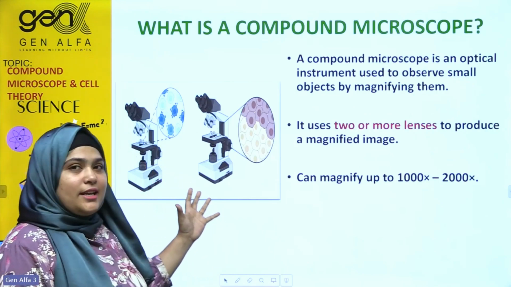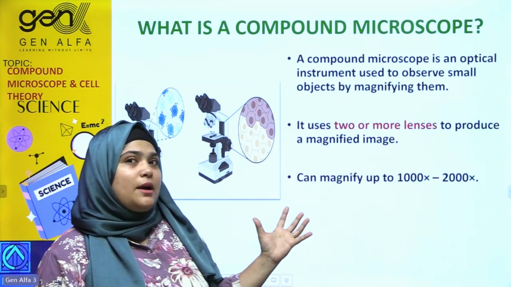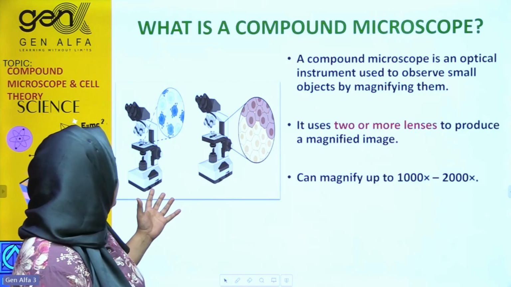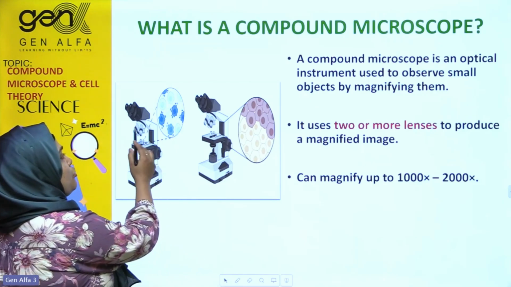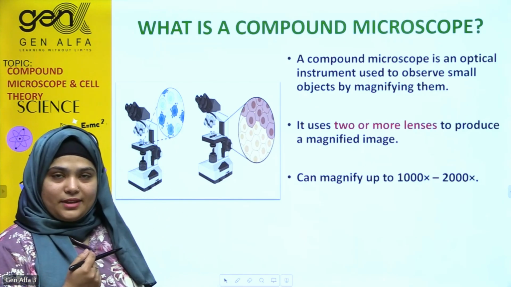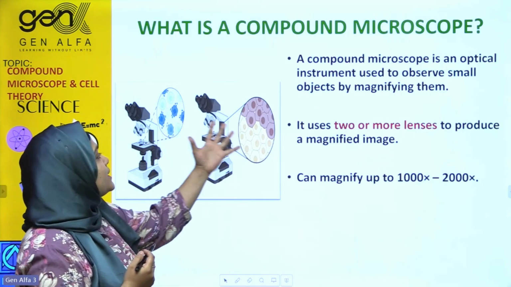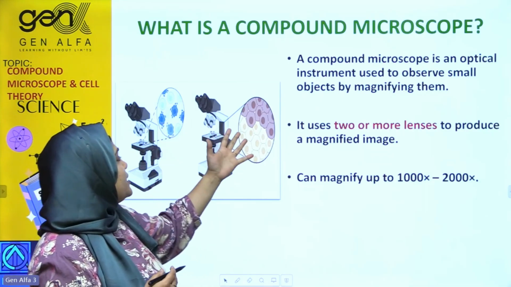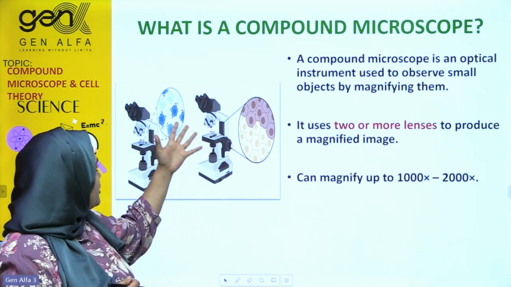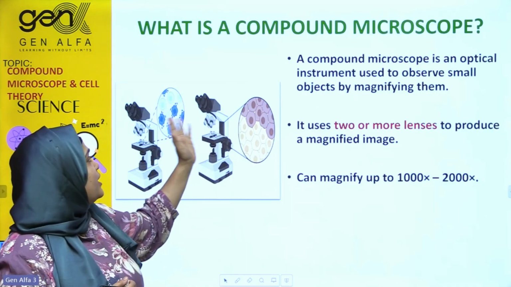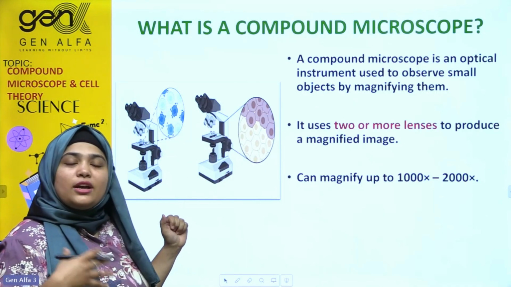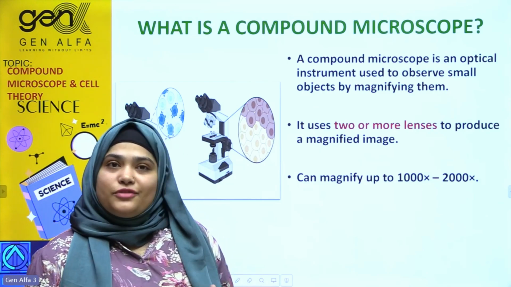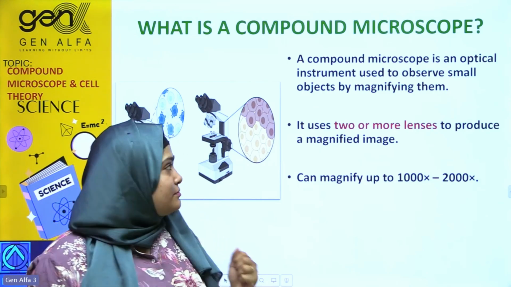Look at the images here. Can you tell me what makes this compound microscope special? Can you tell me, students? Here you see that this microscope has lenses. Here it will give you a clear image of cells. It will give you different types of cells. Here in both of the pictures, are you able to see that different types of cells are there? So the compound microscope is going to help you look at different types of cells and their structures.